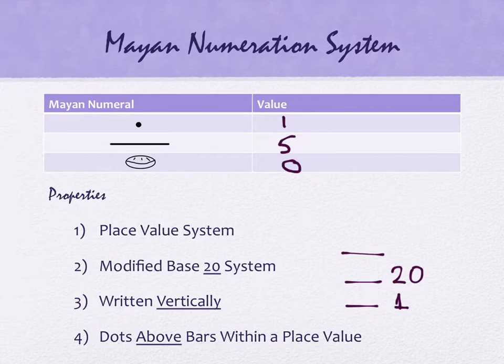The next value above the 20s value is not 20 squared. This is where the modification comes in. It's actually 20 times 18. And if you will, grab your calculator and tell me what 20 times 18 is, and we'll talk about why they did this.